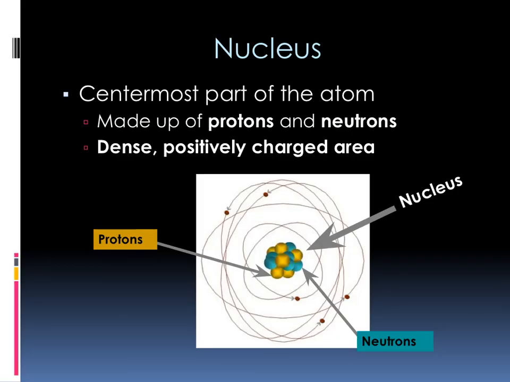The nucleus, as mentioned, is in the central part of the atom. It is made up of our protons and neutrons. Protons are positively charged. Neutrons have no charge. And so as a result, when you have a bunch of positive things with a bunch of no charge things, the nucleus becomes positively charged. So it itself has an overall positive charge that would be equivalent to however many protons there were in the nucleus.